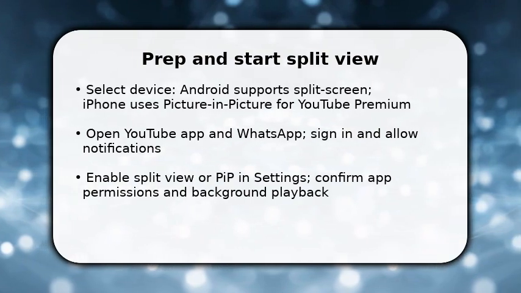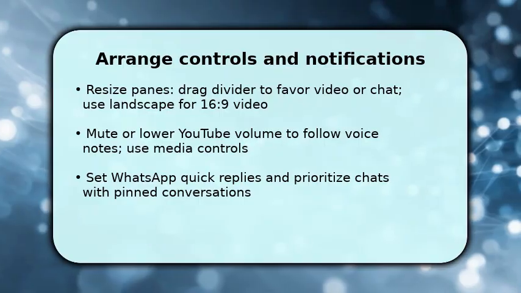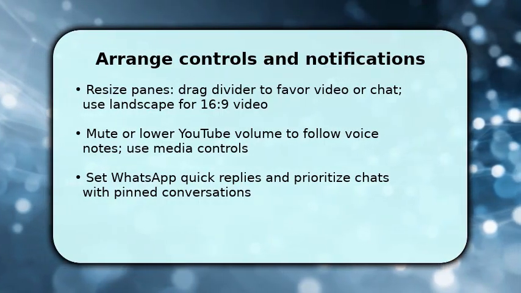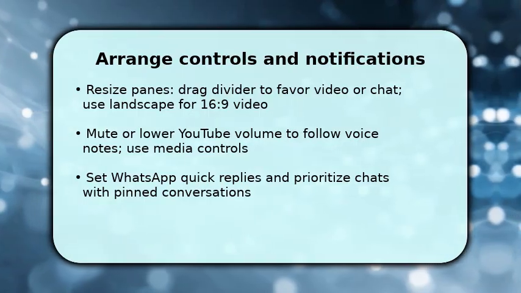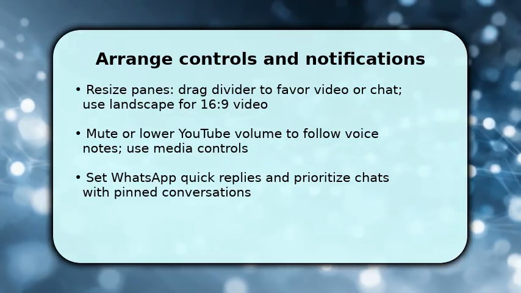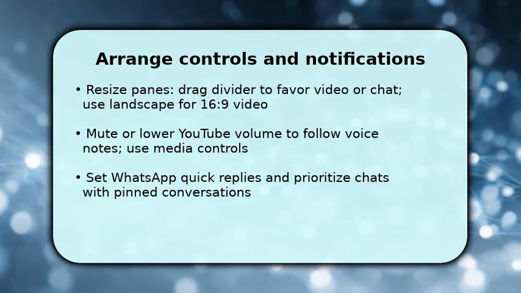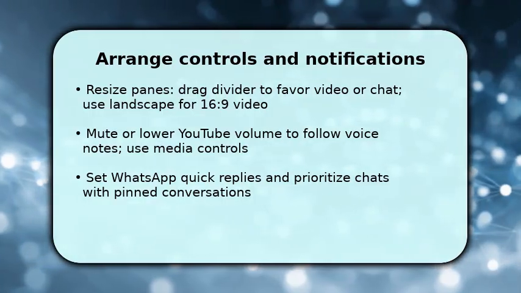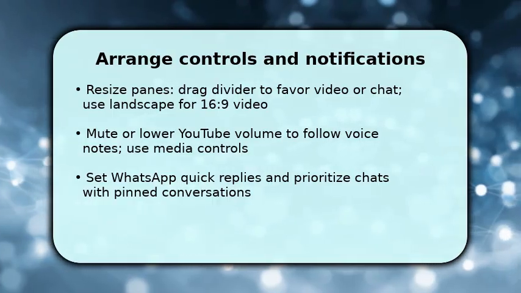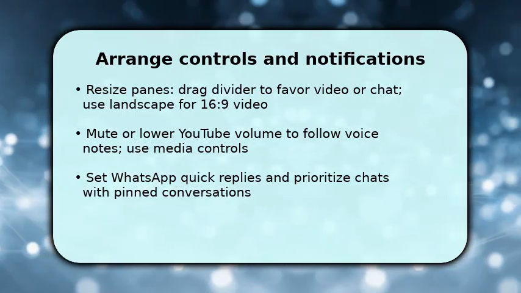Now adjust and optimize. Drag the split screen divider to resize, choose a larger pane for the video when you need visuals or for chat when replying quickly. Once set, lower YouTube volume or mute it. Use media controls to pause and resume so voice notes aren't drowned out. Next, pin important WhatsApp chats and enable quick reply from notifications. These steps let you balance attention and speed, watch, scroll, and respond without losing context.